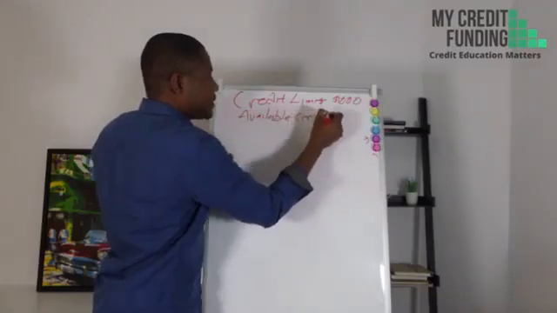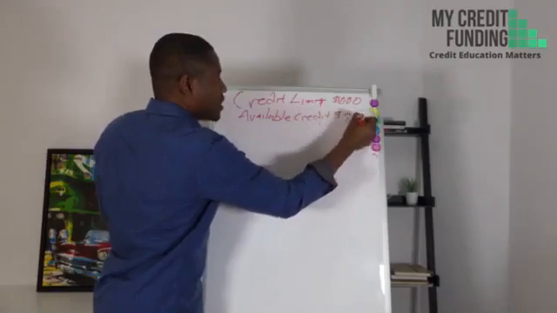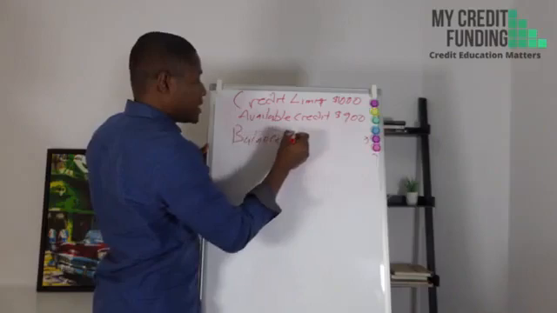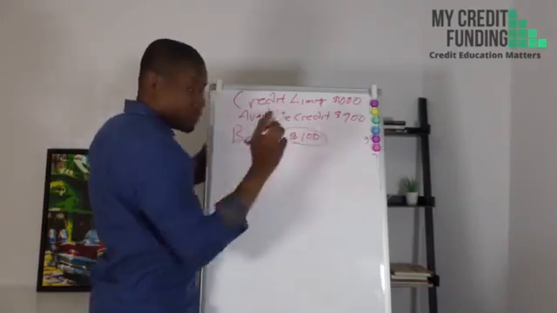Your available credit will be $900, right? But your balance, what you owe, right, is, let's say, $100. So now this is what you owe. Remember that, that's what you owe.